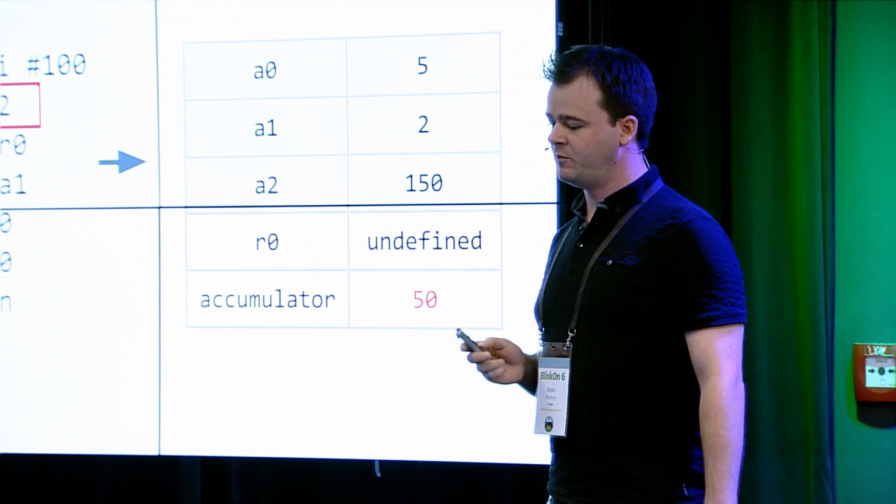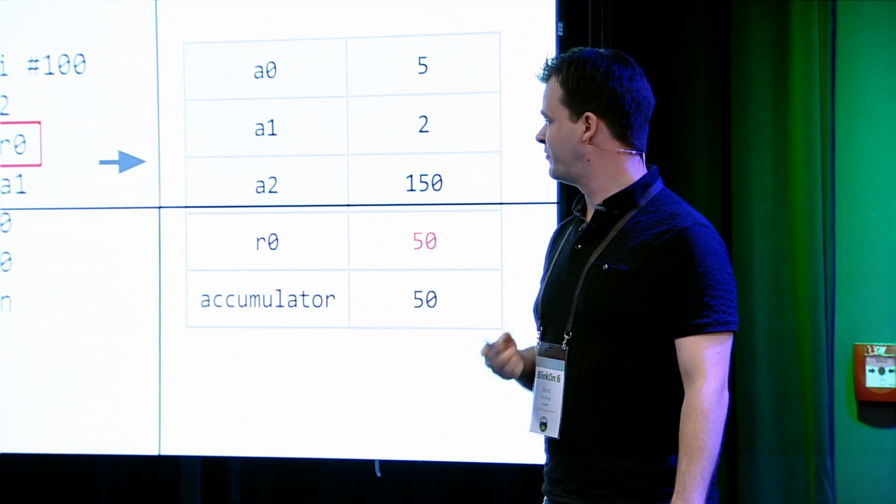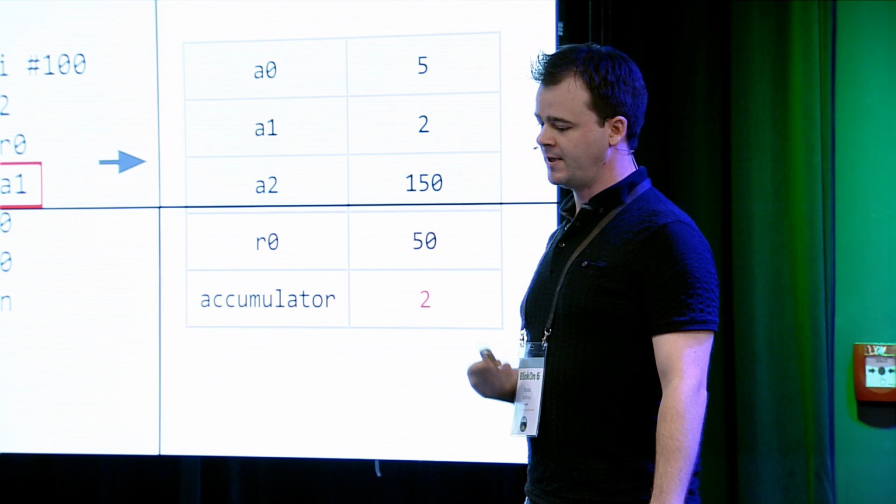And then we want to store that in variable D. So we've already allocated variable D with register 0. So that local variable is register 0. And we store it into register 0. So that's the 50.